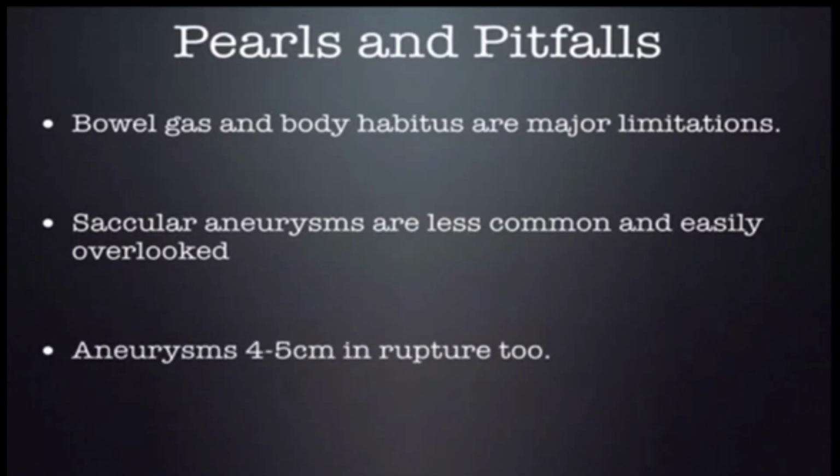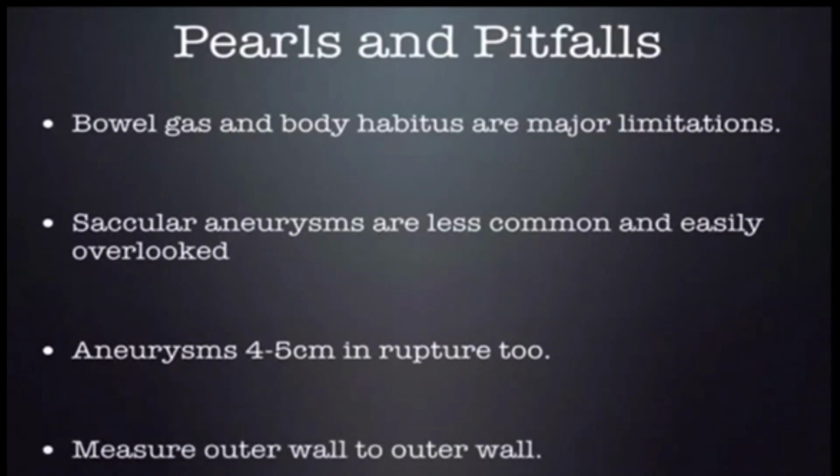Always remember, aneurysms of 4 to 5 centimeters do rupture too, although the cutoff for elective repair is 5.5 centimeters, or aneurysms that are expanding greater than 6 millimeters per year. But as you recall from our chart earlier, the rupture rate of 4 to 5 centimeters was not 0%. So if you have a patient who presents with a 4.5 centimeter aneurysm, but clinically they seem as though they have a ruptured aortic aneurysm, treat them as such. Remember to measure outer wall to get the most accurate measurement of your aortic aneurysm diameter.